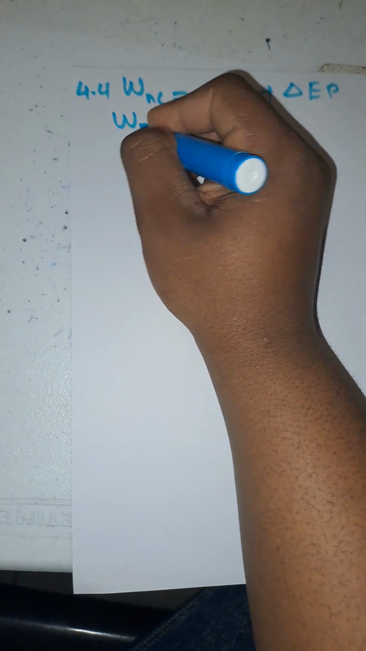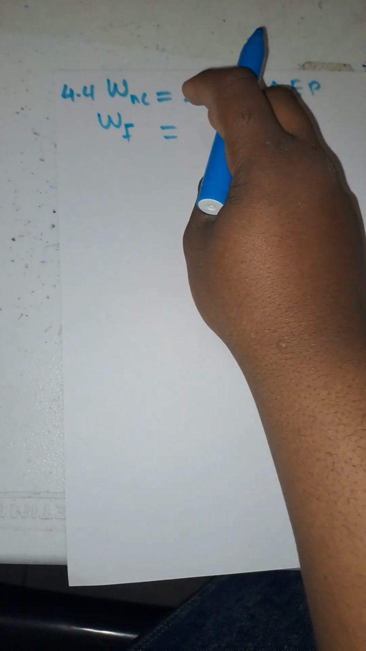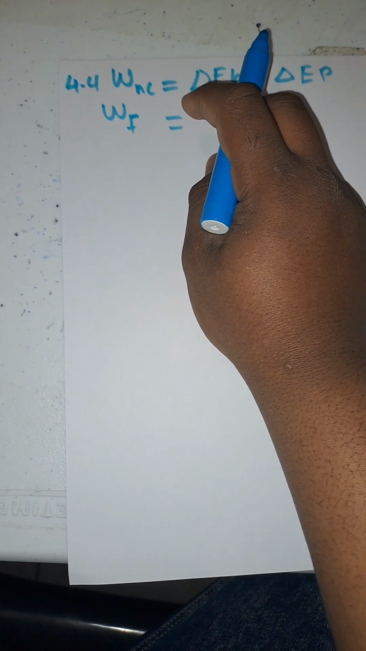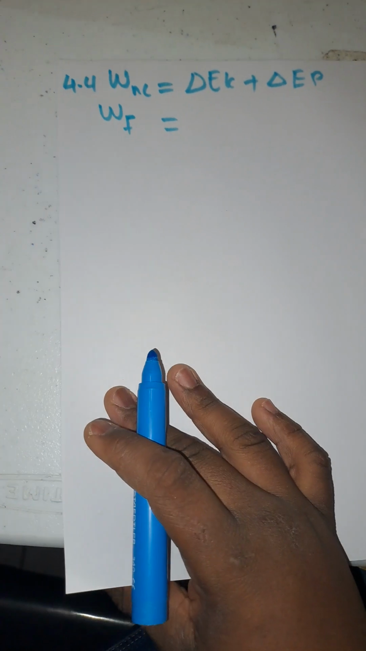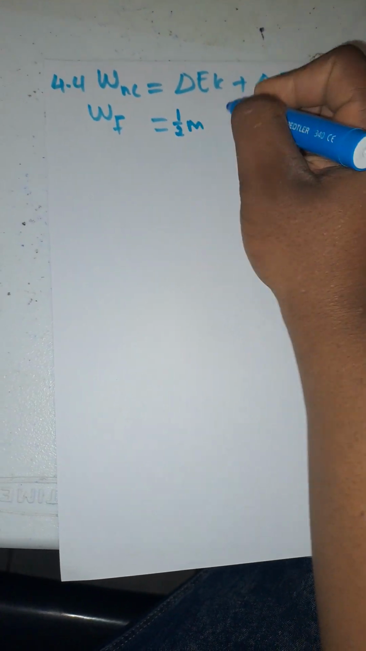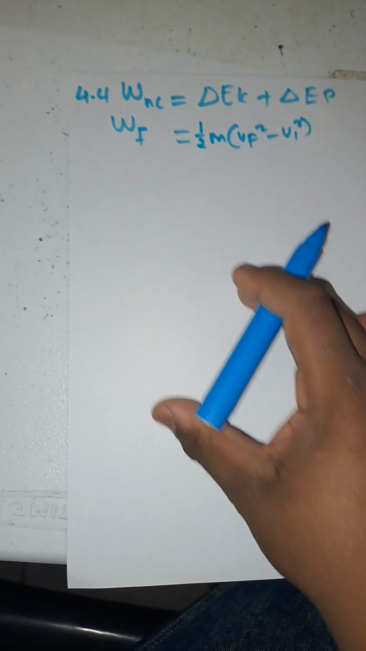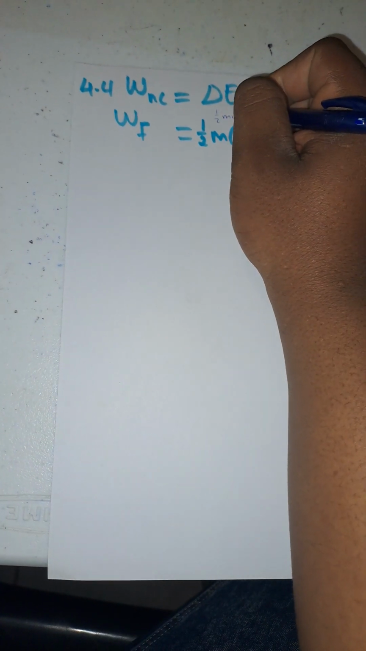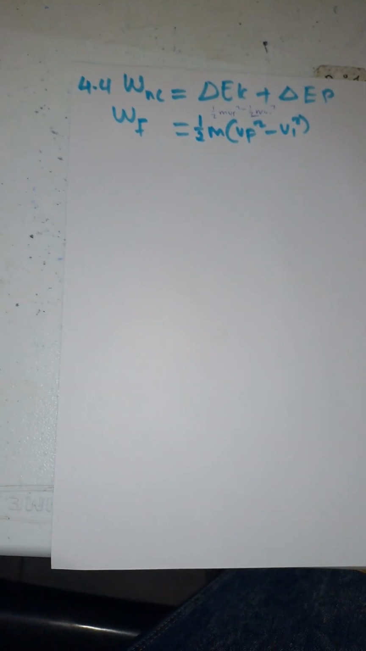Under the work done by the non-conservative force, I'm simply going to write the work done by friction. Delta EK is going to be half m vf squared minus half m vi squared. Since I have only one block, I'm allowed to use one mass. So it's going to be 1 over 2 m, Vf squared minus Vi squared. I factored out half m on both sides, because the original equation is 1 over 2 m vf squared minus 1 over 2 m vi squared.